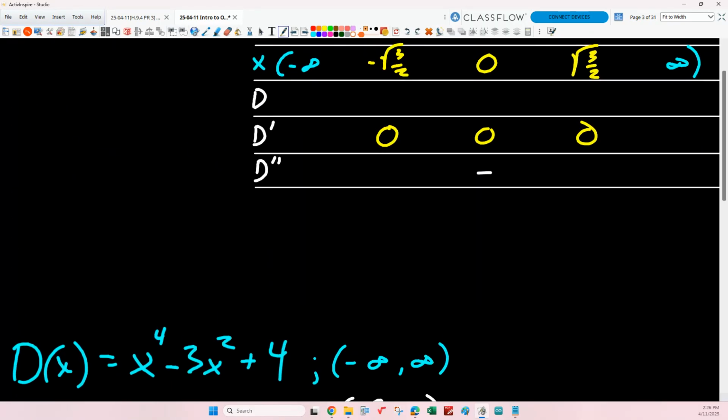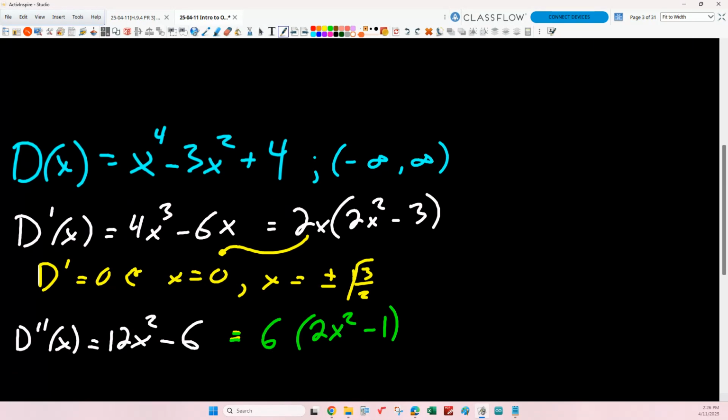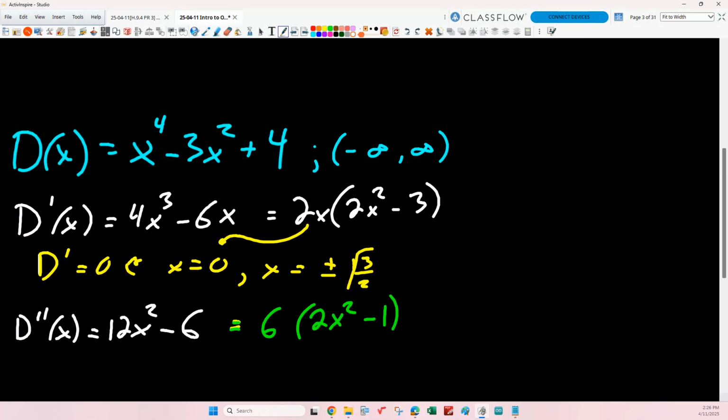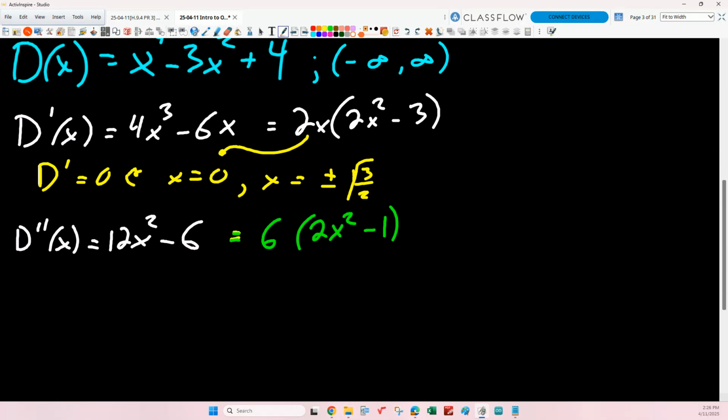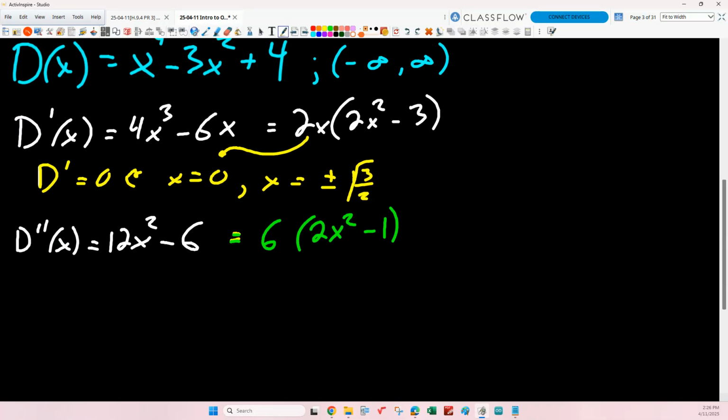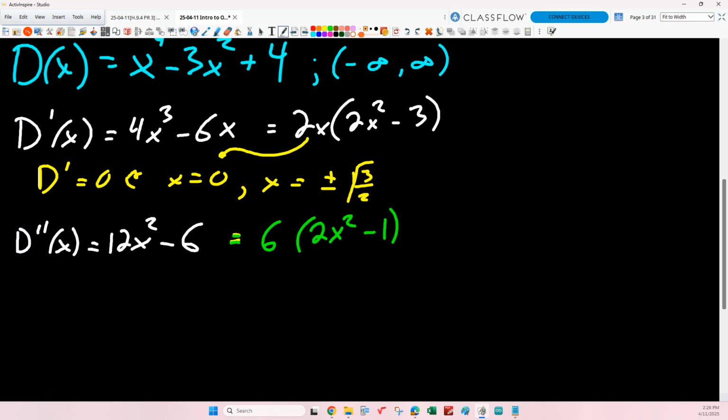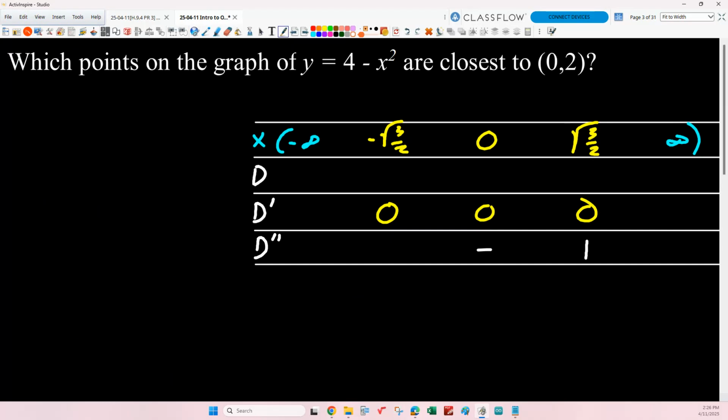What do we get at plus or minus the square root of 3/2? Sign of the second derivative. 3 halves times 12. It's bigger than 12, so positive. Positive, right? That's going to make that term bigger than 1, right? Everybody agree when I plug it in? Okay, so I get positive, positive. So what's going on there then?